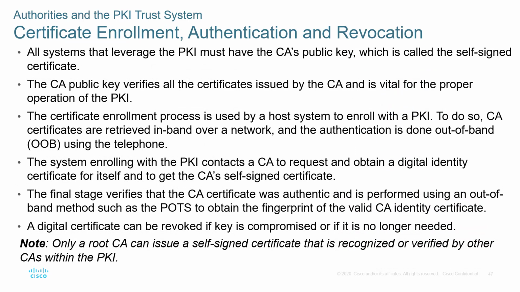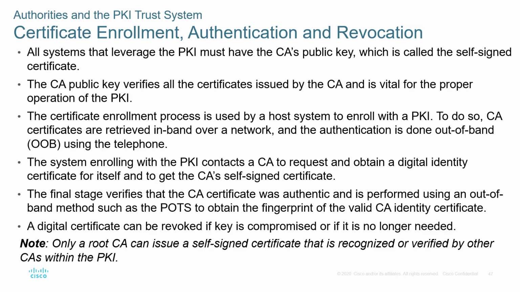So certificates should have an enrollment, authentication, and some type of revocation process. These certificate authorities typically will have a certificate key that verifies the certificates that are issued by the CA, and this is vital for the proper operation of the PKI system. The certificate enrollment process is used by the host to enroll in the PKI. To do so, the certificate will actually be retrieved in-band over a network, and the authentication is done out-of-band using a telephone, for example, or some other out-of-band mechanism. The system will enroll with the PKI contact, the CA, to request and obtain the digital certificate. This in itself will be self-signed by the certificate authority.